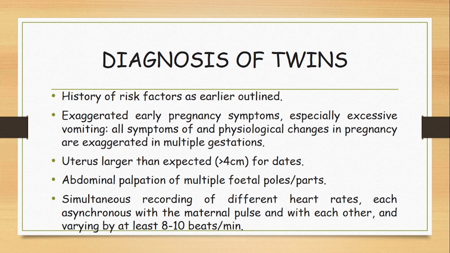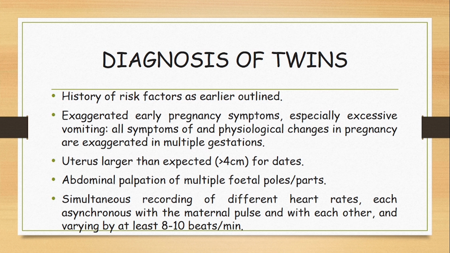How do we make a diagnosis of twins? History number 1 is from the history of risk factors as earlier outlined: the age of the woman, the parity of the woman, history of drug intake of clomiphene or gonadotropins as the case may be, history of previous twin delivery in the family, or herself having delivered a set of twins or triplets. Or a woman who has had some degree of infertility and she got pregnant, or a woman who has had assisted reproductive technology done. These are some of the risk factors for dizygotic twins, and they must be elucidated in the history.